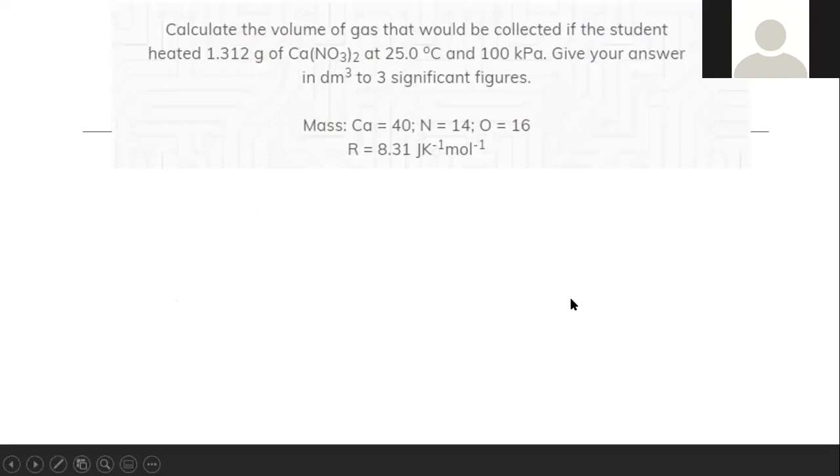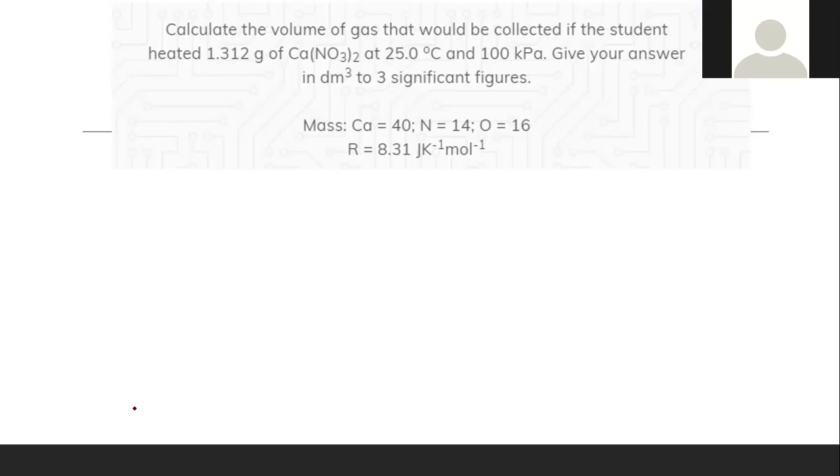Then you're asked, calculate the volume of gas that would be collected if the student heated 1.312 grams of Ca(NO3)2 at 25 degrees Celsius and 100 kilopascals. Give your answer in decimeters cubed to 3 significant figures. The first thing we're going to need is to write out our equation. We had our equation there, but let's write it out again here so we can use it again.